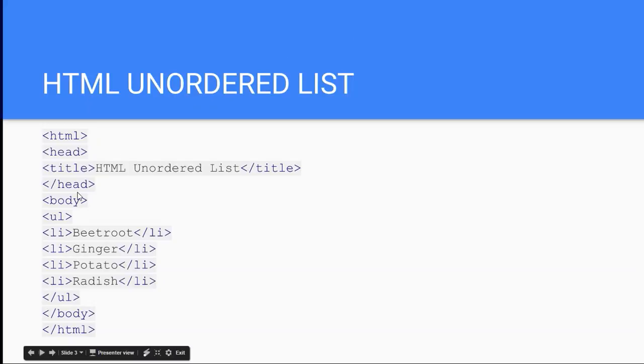Have a look at the code here. In HTML, we have a title. There is HTML unordered list. We close the head here and we open the body and we open the UL tag here. The UL tag represents an unordered list. And we close the UL tag here. In between this UL tag, we are making a list: beetroot, ginger, potato, and radish. So let us execute this program.